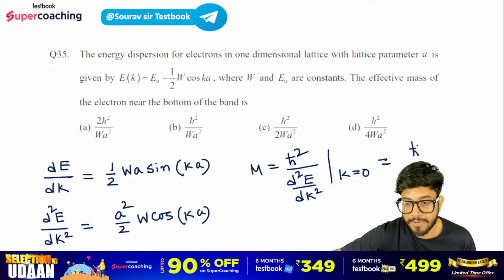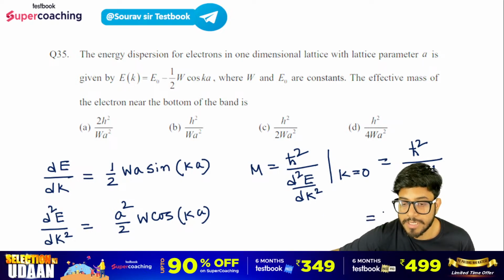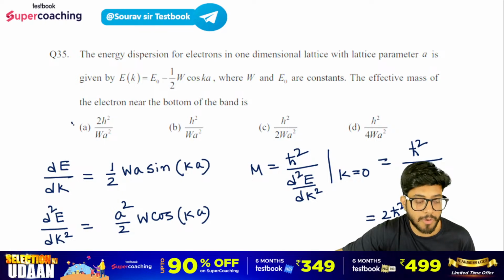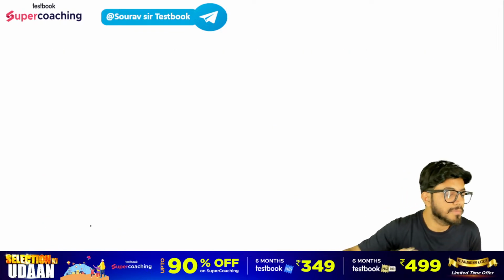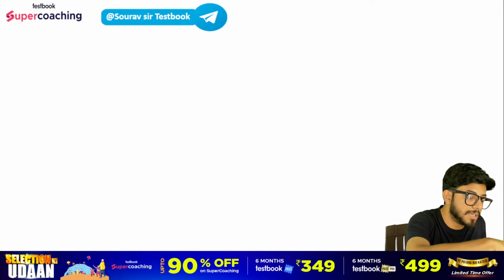So this will become equal to ħ² divided by, if I put k equal to 0, a² W by 2, so 2ħ² by a² W. Okay, hang on. So it becomes 2ħ² by a² into W. Option A is correct. Near the bottom of the band, k has to be equal to 0. Fine. After that, I can tell you another question. Very good. Option A you said.